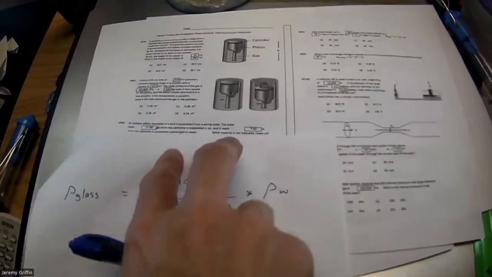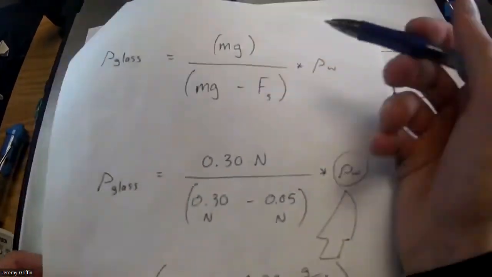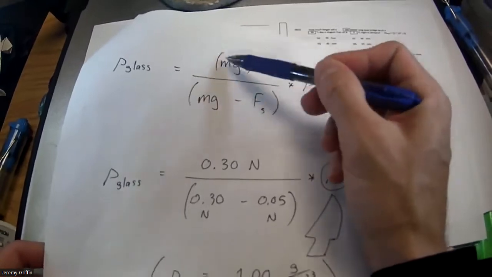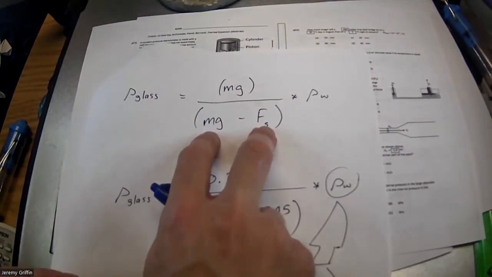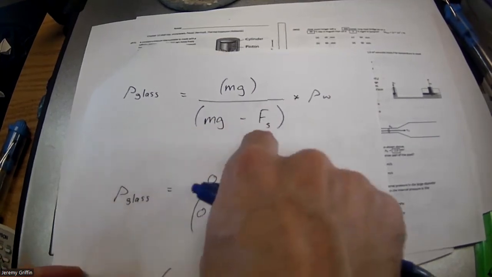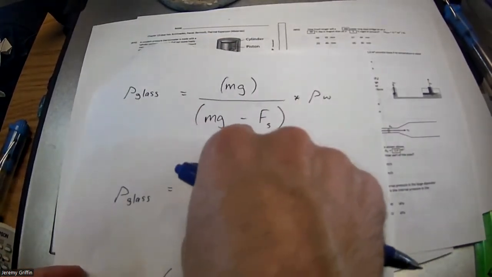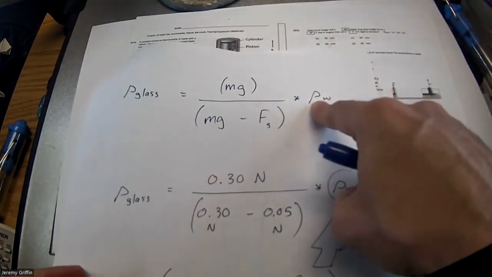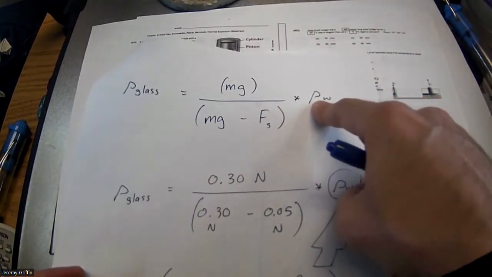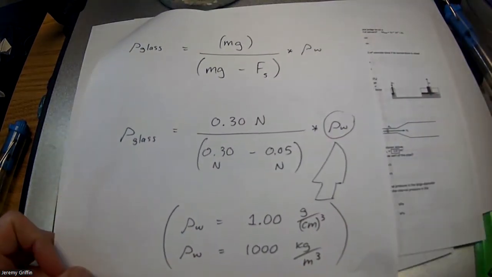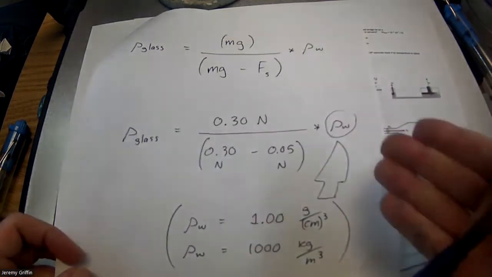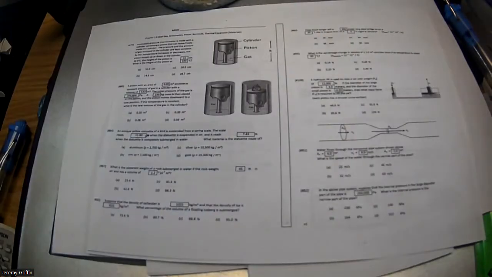Okay, so I gave you two force ratings, right? Take the weight, which is the larger force rating, and divide that by the difference between those two force ratings. The difference represents the buoyant force. Once you have that ratio, multiply by the density of water, an even 1,000 kilograms per cubic meter. So pretty much just this right here, and you will get one of those answer choices, which corresponds to one of those materials.